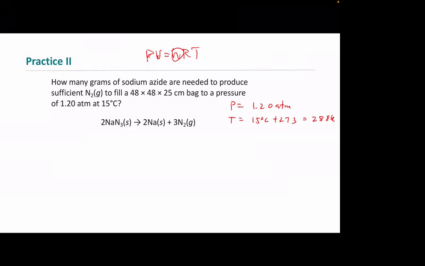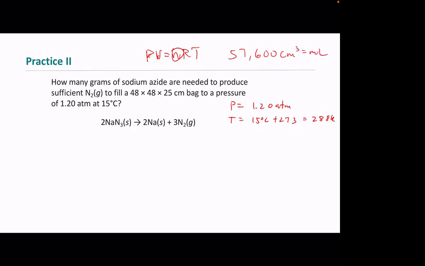Someone do 48 times 48 times 25 for me. What is it? 57,600. Units are going to be what? Cubic centimeters, which is equal to a milliliter, right? So we've got to convert that to liters. So we've got 57.6 liters, divided by 1,000. 57.6 liters. We now have the volume.